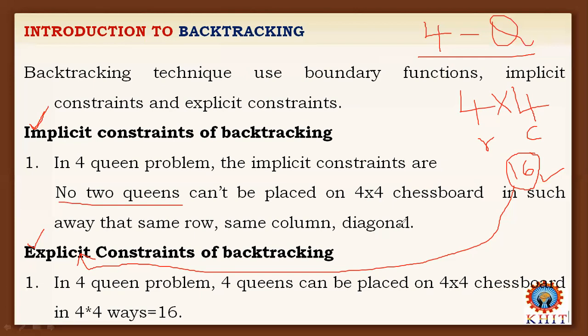So you can place the queens on those available places, which can be considered as safe places. Otherwise, we can consider it as a dead place. Okay. So these are some of the constraints, implicit and explicit constraints, of the 4-queen problem.